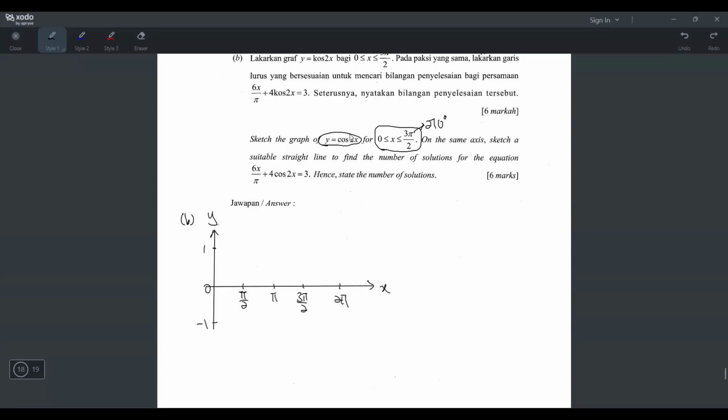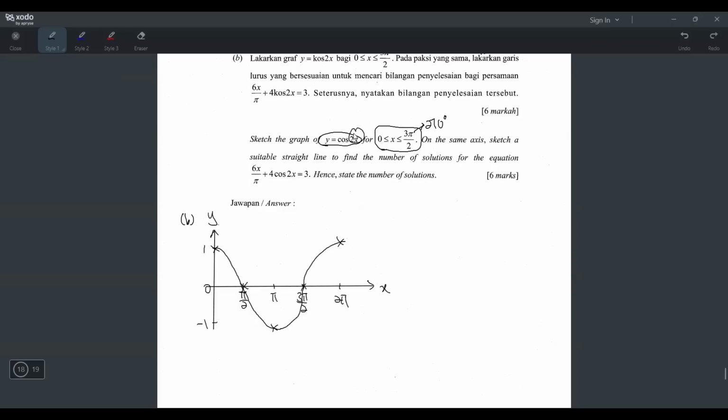Now it's time to draw the cos 2x graph, right? If it is cos x, the points will be like this. I hope all of you know this, right? If it is cos x, this is how the graph looks like. This is the coordinate. When it's 90, it will be 0. That's why cos 90, you get 0. Cos 90 is 0, cos 180 is -1, cos 270 is 0, cos 360 is 1, right?